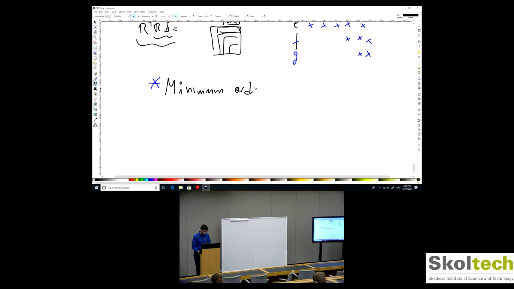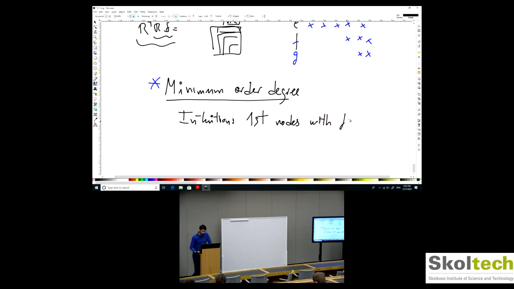Minimum degree ordering. Okay, so the intuition: we want to start eliminating those nodes that have fewer connections, right? I think you have seen what happens when we eliminate a node that has a lot of connections, a lot of edges around. So the intuition is going to be: first, nodes with fewer edges.